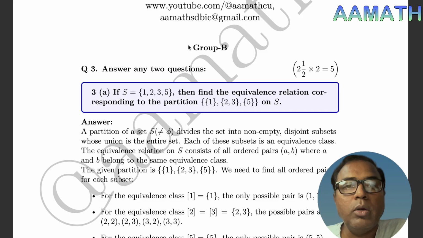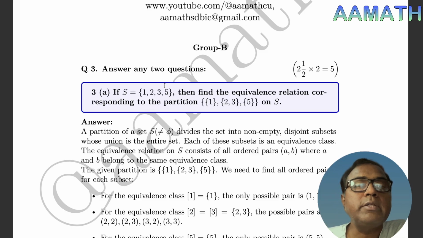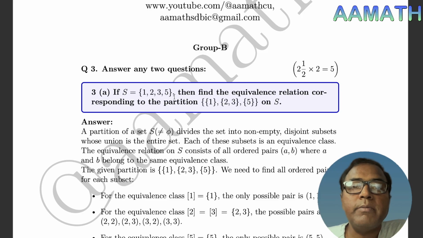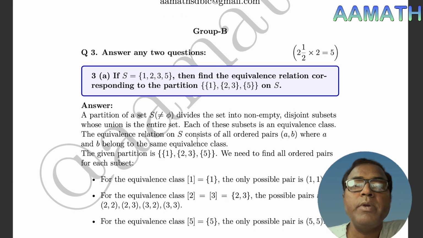Answer any two questions. Question 3a: if A is equal to the set {1, 2, 3, 5}, then find the equivalence relation corresponding to the partition {1}, {2, 3}, {5} on S. A partition of a set S not equal to phi divides the set into non-empty disjoint subsets whose union is the entire set. Each of these subsets is an equivalence class.